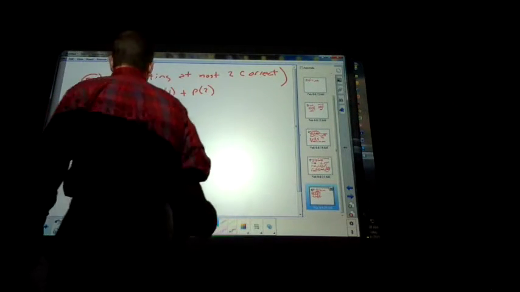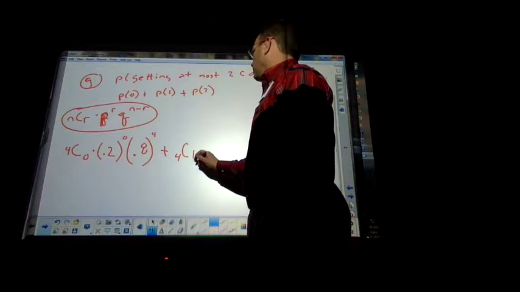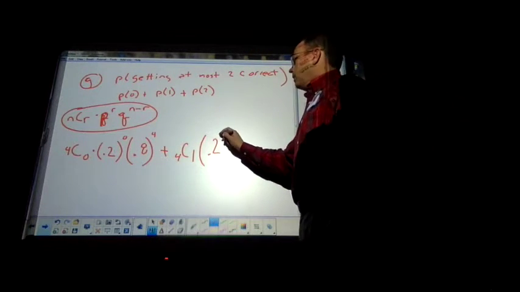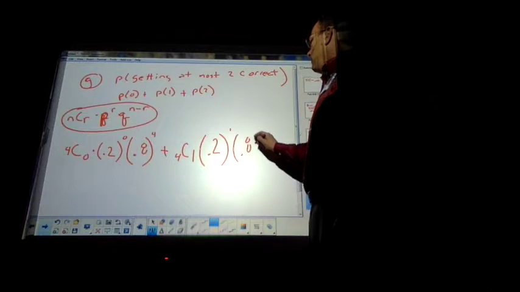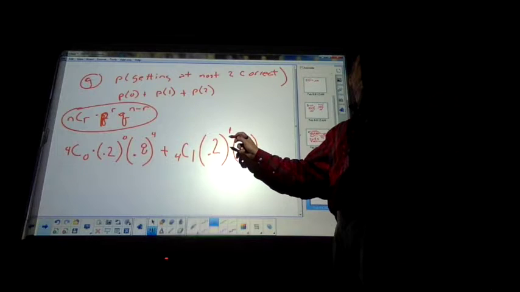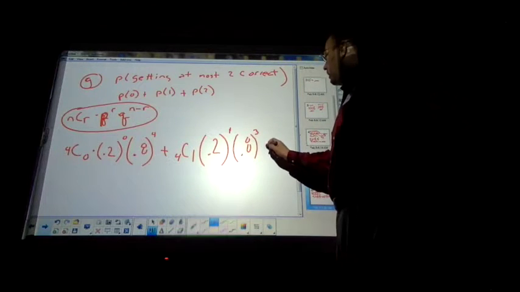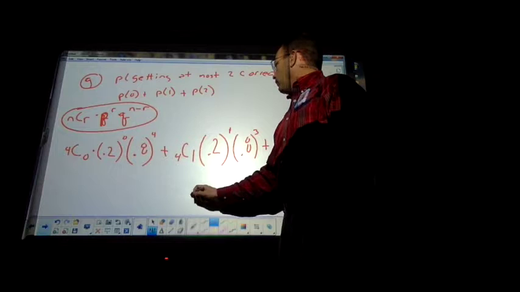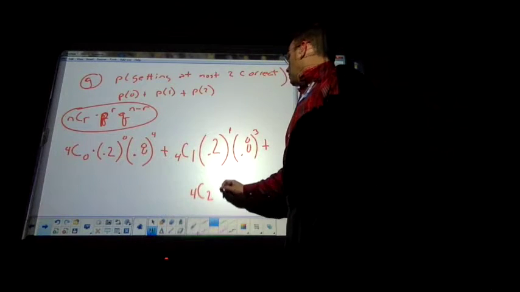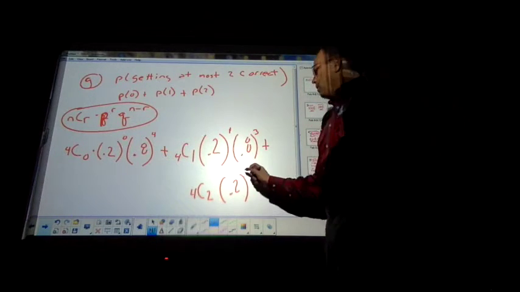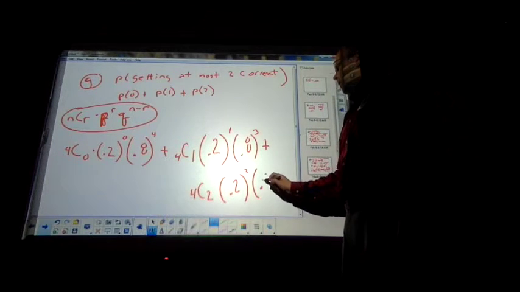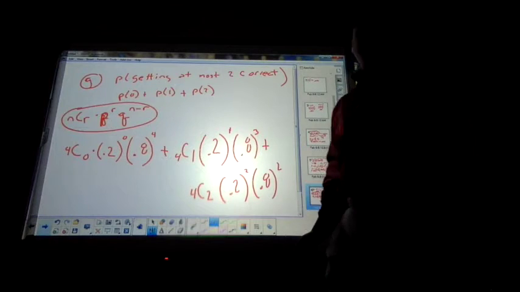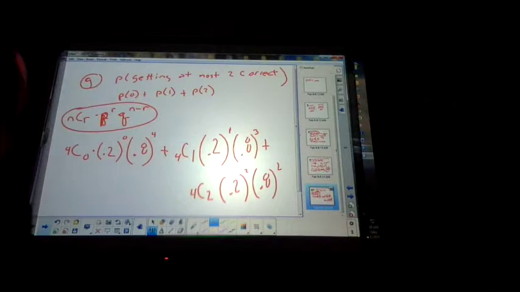Plus 4 choose 1 times the probability of getting it right. That 1's going to match here. Times the probability of it not. How many questions are left if this one's right? 3. Plus our last one, 4 choose 2, times the probability of getting it right. What am I going to raise this one to? 2. What am I going to raise this one to? 2, because I have 4 total questions. Okay? So we've already done some of this.